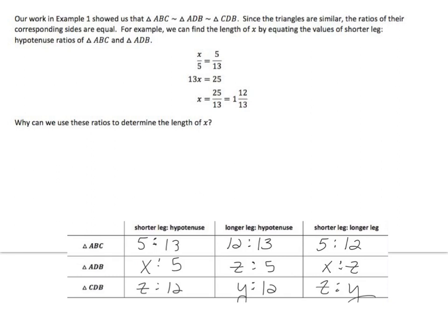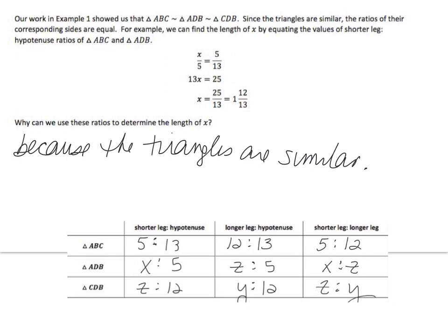Goodness. So we can use the ratios because the triangles are similar. Similar triangles have ratios of corresponding sides that are equal. And we know we can use ratios between figures or within figures. So this one is within figures. So x over 5 is 5 over 13. When I did it, I used it between figures, and it worked out just great, right? So let me write down this answer so you can write it down. We can use these ratios to determine the length of x because the triangles are similar. That's what we've learned in past lessons.